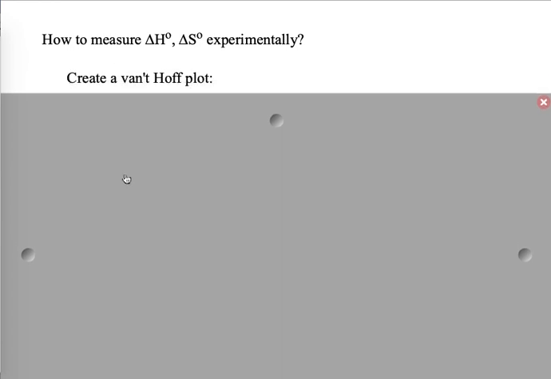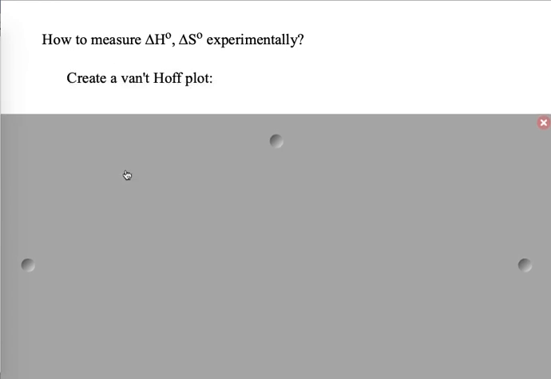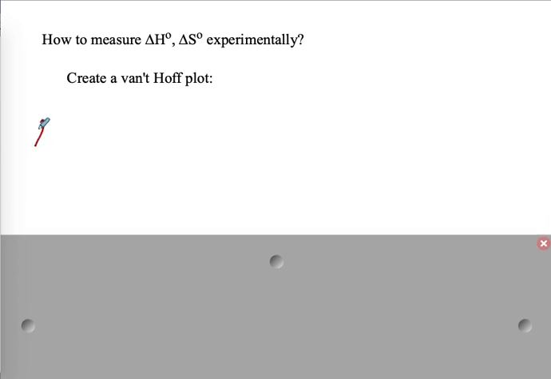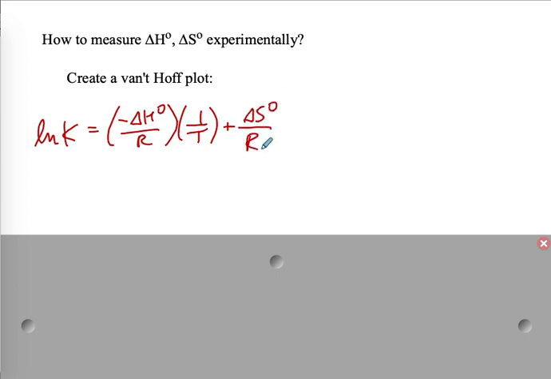Now, here's an important question. How do we actually measure the standard enthalpy change and the standard entropy change experimentally? Well, what we can do is create something that's called a Van't Hoff plot. Let's talk about this. So we have the equation natural log of K equals negative delta H naught over R times 1 over T plus delta S naught over R. Now you may ask yourself, why did he factor out 1 over T and write it in that particular way? That's because you will see that this then becomes of the form y equals mx plus b, where y is the natural log of K, x is the reciprocal of temperature.